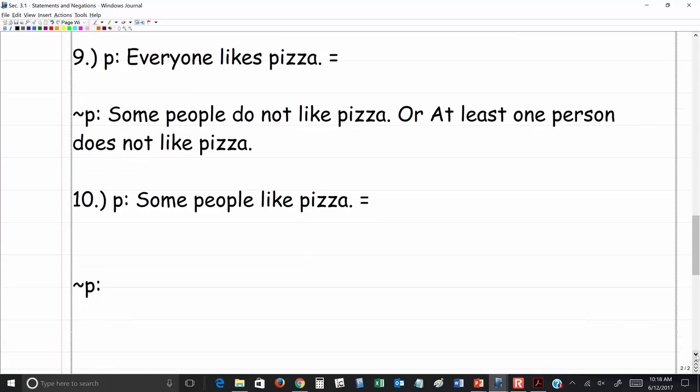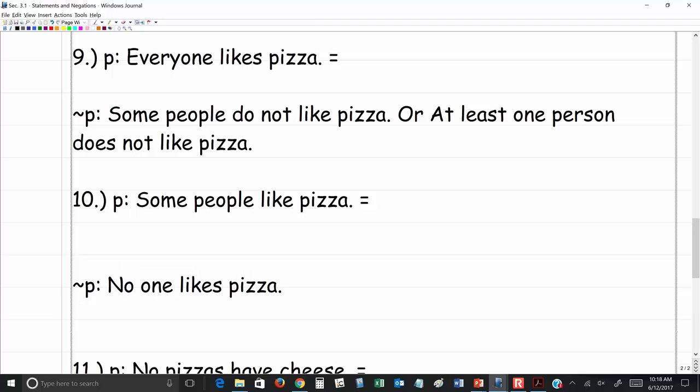So then number 10, the statement is some people like pizza. All right, well, the negation of that would be no one likes pizza. Okay, so again, this is true, this is false. So this will be like, everyone likes pizza though. Everyone likes pizza really is also a false statement, right? So that would not work.